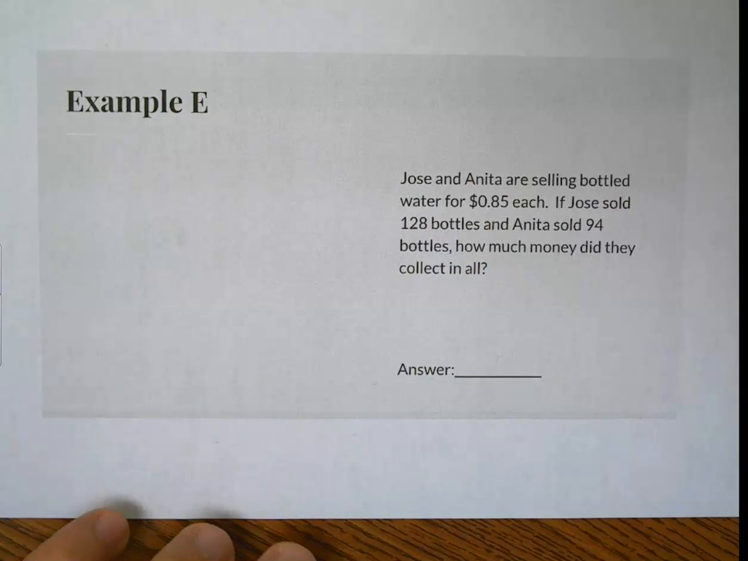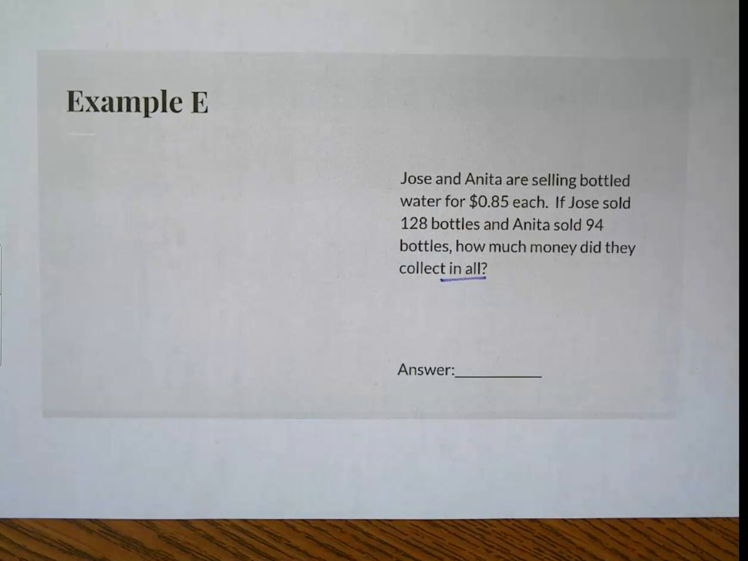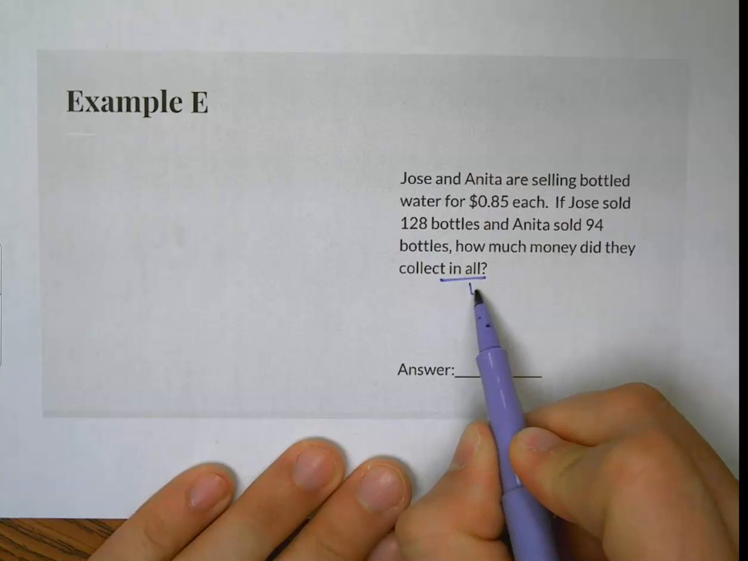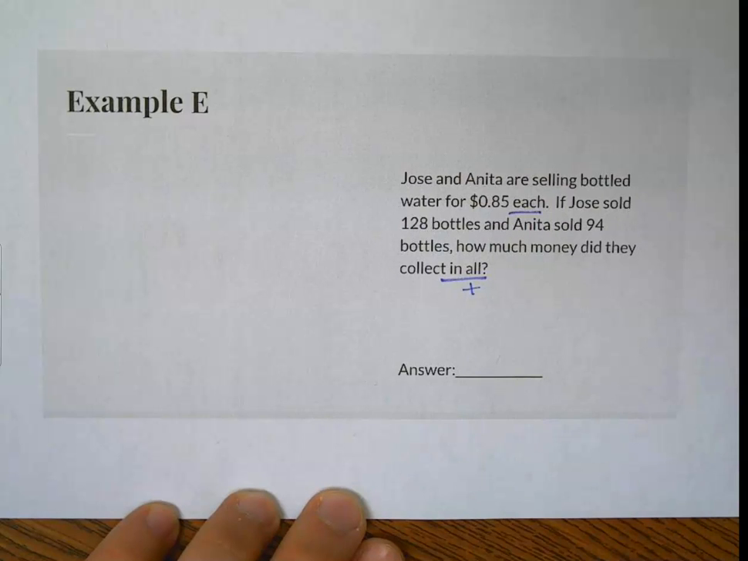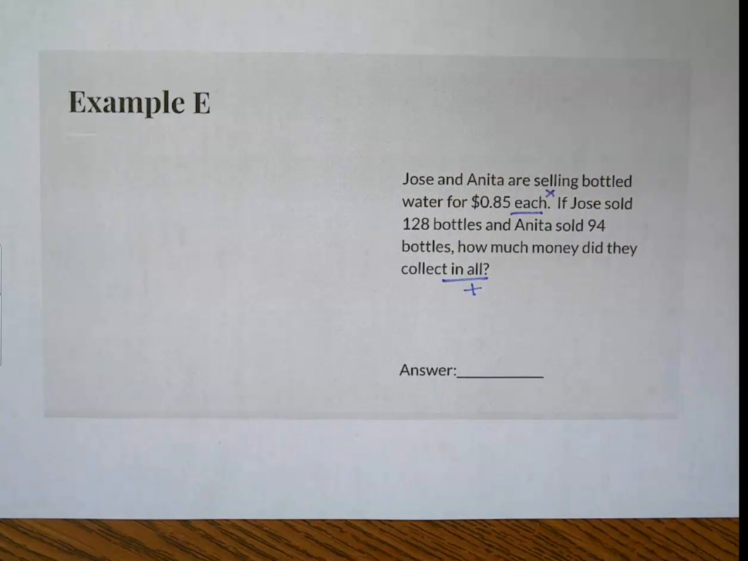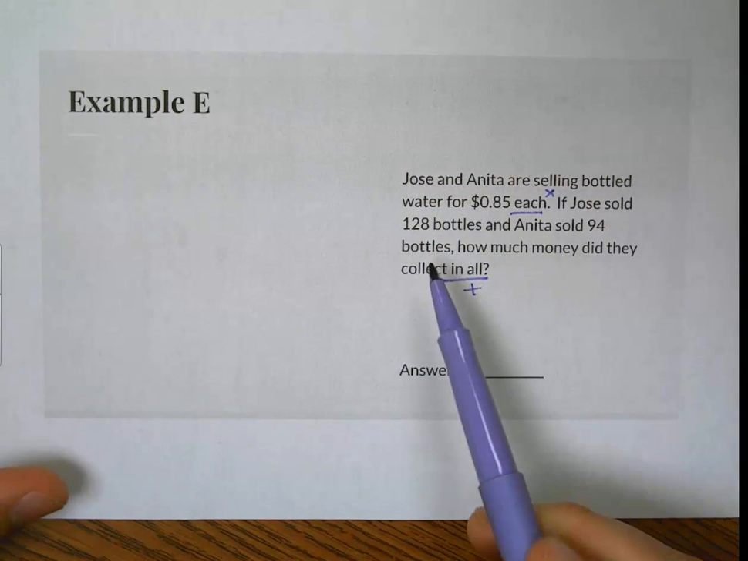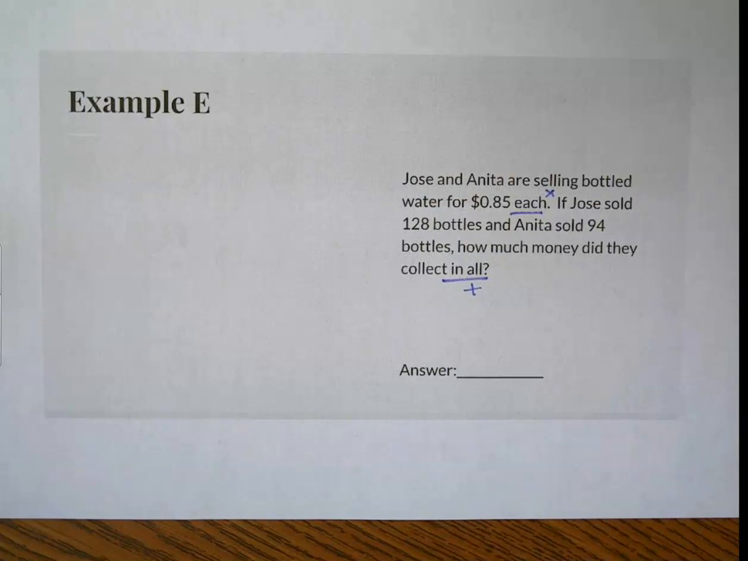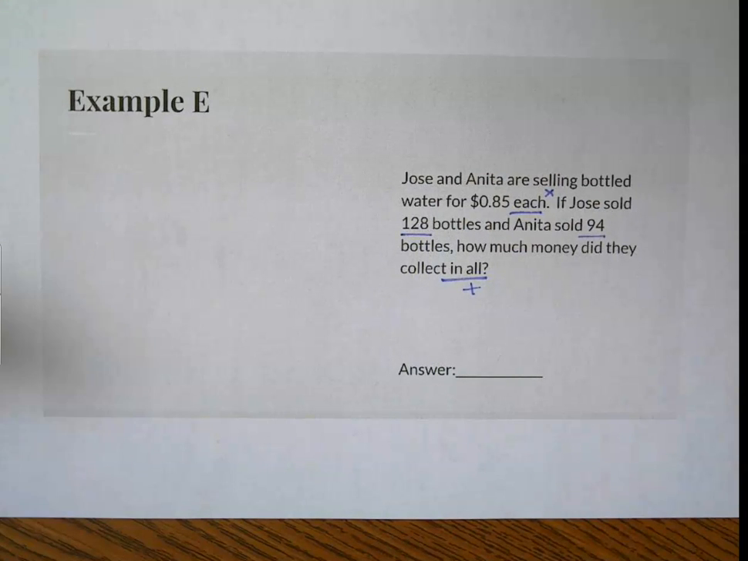Okay, well, this problem is going to have two steps. First, they say in all, so they want to know for both of them together. That means addition. Okay, but they also said 85 cents each. That means that we're going to be doing some multiplication. There's two different ways that you could do it. You could do it in either order that you want. Since they are both selling for the same price, it doesn't really matter who sold how much. Okay, all we need is the total amount of bottles. We don't care who sold what.